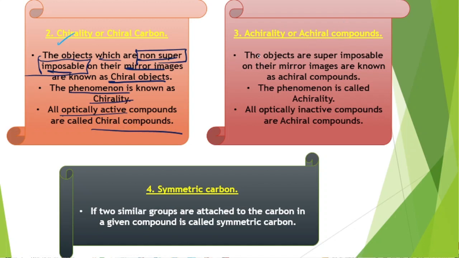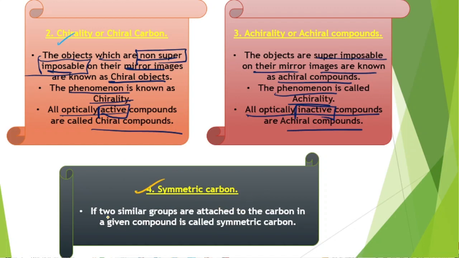Okay, so listen here. The objects which are superimposable on their mirror images are known as achiral compounds. That's the difference. Here non-superimposable, here superimposable. This phenomenon is known as achirality. All optically inactive compounds are achiral compounds. Here active compounds, here inactive compounds. Whatever you write here, the opposite goes here. Clear?